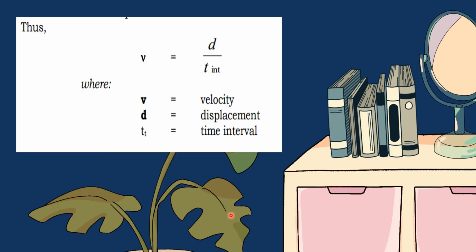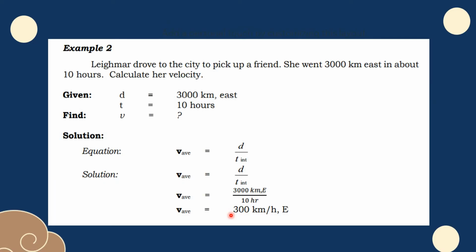Okay, so this is the formula. V is equal to d over the time interval. So velocity talks about the displacement. V is velocity, d is displacement, and t is the time interval. So let's proceed with example 2.